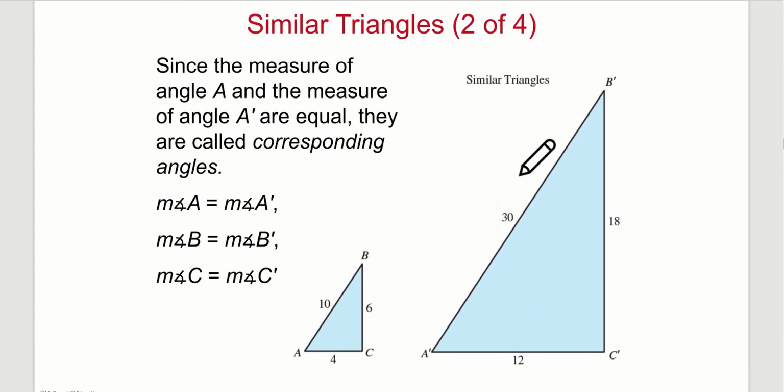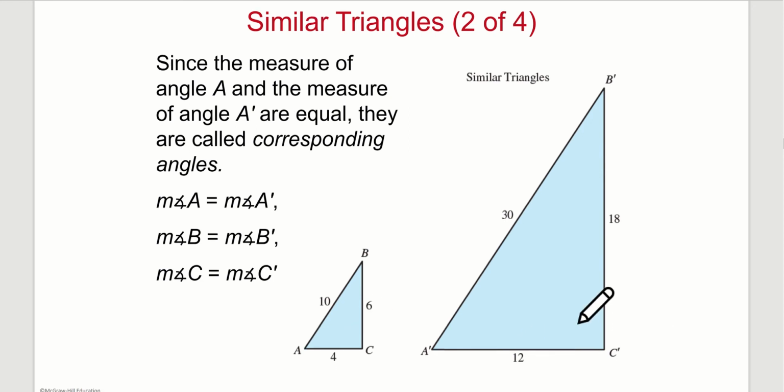One of the ways to show that two triangles are similar is if they have equal angles. So if the three angles in this triangle are the same as the three angles in this triangle, then that would be enough to show that the two triangles are similar, meaning they have the same overall shape. So angle A would measure the same as A prime, B would measure the same as B prime, and C would measure the same as C prime.